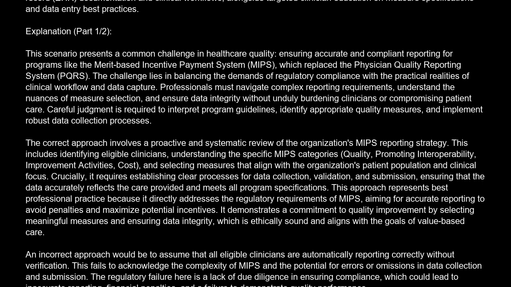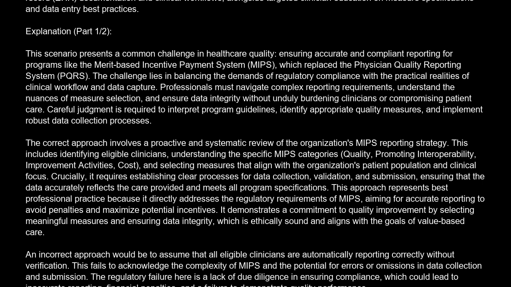Explanation. This scenario presents a common challenge in healthcare quality: ensuring accurate and compliant reporting for programs like the Merit-Based Incentive Payment System, MIPS, which replaced the Physician Quality Reporting System, PQRS. The challenge lies in balancing the demands of regulatory compliance with the practical realities of clinical workflow and data capture. Professionals must navigate complex reporting requirements, understand the nuances of measure selection, and ensure data integrity without unduly burdening clinicians or compromising patient care.